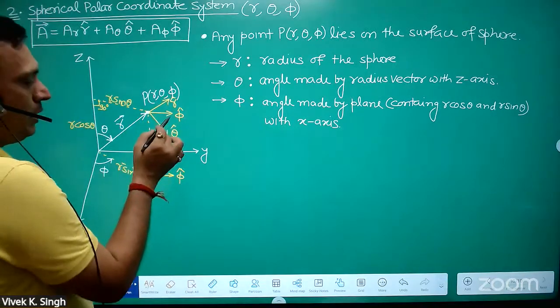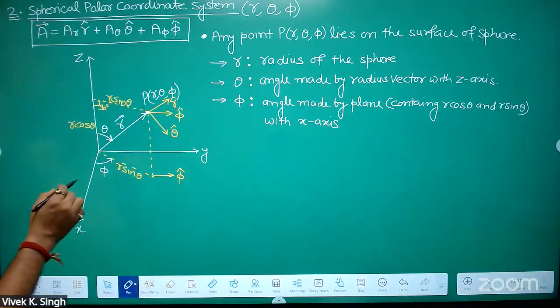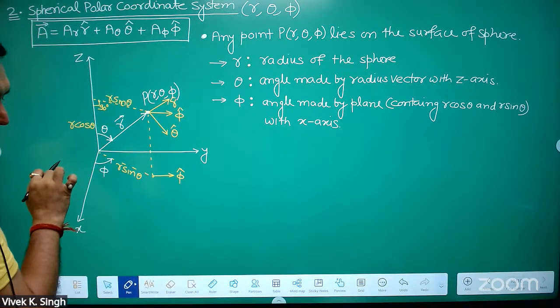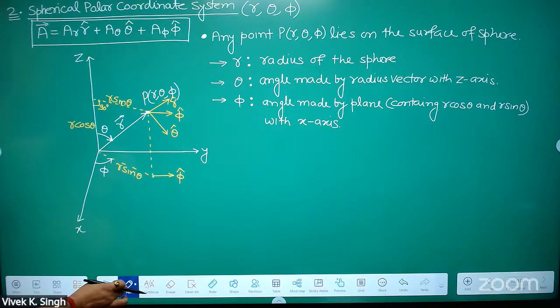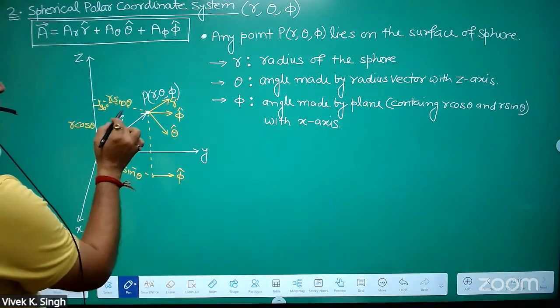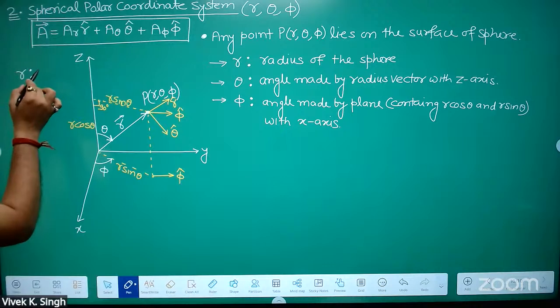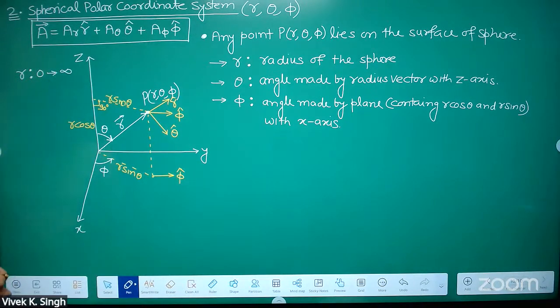R cap, theta cap, phi cap, they are perpendicular to each other. Is it clear? Can you visualize r, theta, phi and unit vector direction? Yes, sir. Now, let's see what are the possible limits of r, theta, phi. So in this symmetry, r can vary from 0 to infinity. You can take any radius.